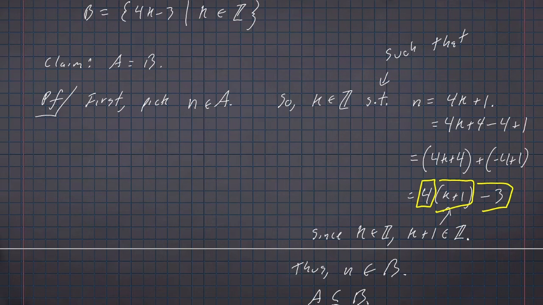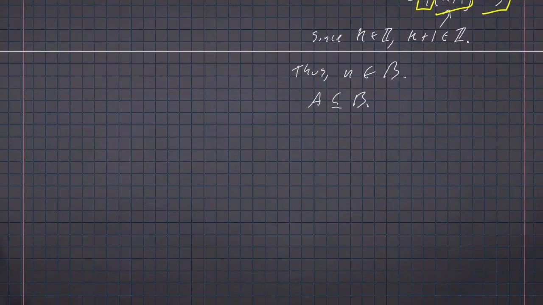Now I want to do the same thing the other direction. Remember, set equality is subsets both ways. So we showed that A is a subset of B. Now let's repeat this whole process and show that B is also a subset of A. To show that I'm picking something different, let's switch from calling it N to calling it M. And let's pick some M in B.